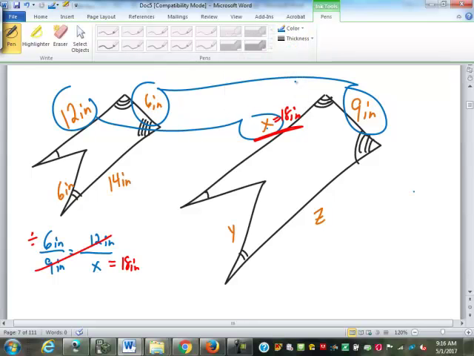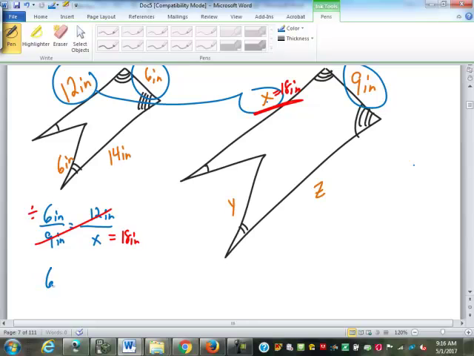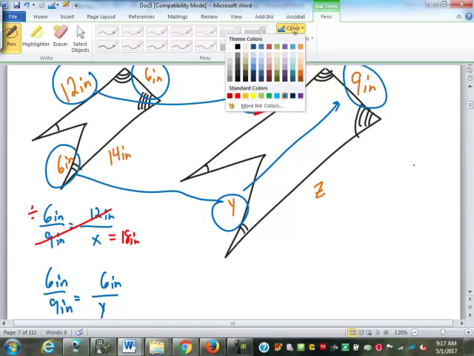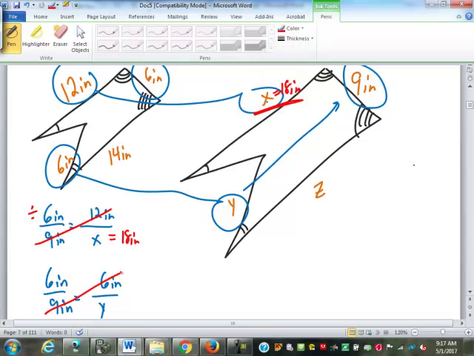We'll use that same ratio. 6 goes to 9, to find Y. Y still goes on bottom from the same triangle as the 9. Above it's going to be the 6 over here. Cross multiply and divide. 9 times 6 divided by 6. Y has to be 9 inches.